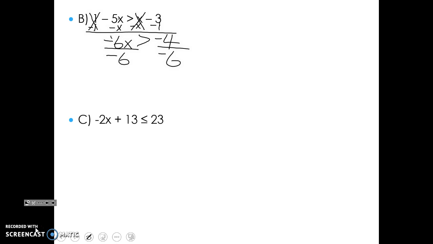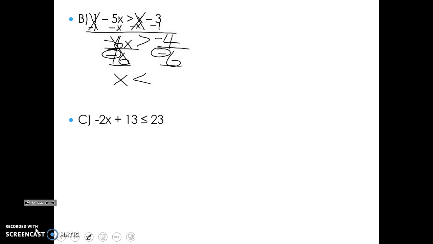So here when we divide by a negative 6, those 6's will cancel out and give me x. But the sign in the middle has got to flip. What I mean by flip is it's going to change from greater than to less than. And that's only when I divide by a negative number. Okay, dividing or multiplying by a negative number. So if the number on the bottom is ever negative, then I have to flip the sign.